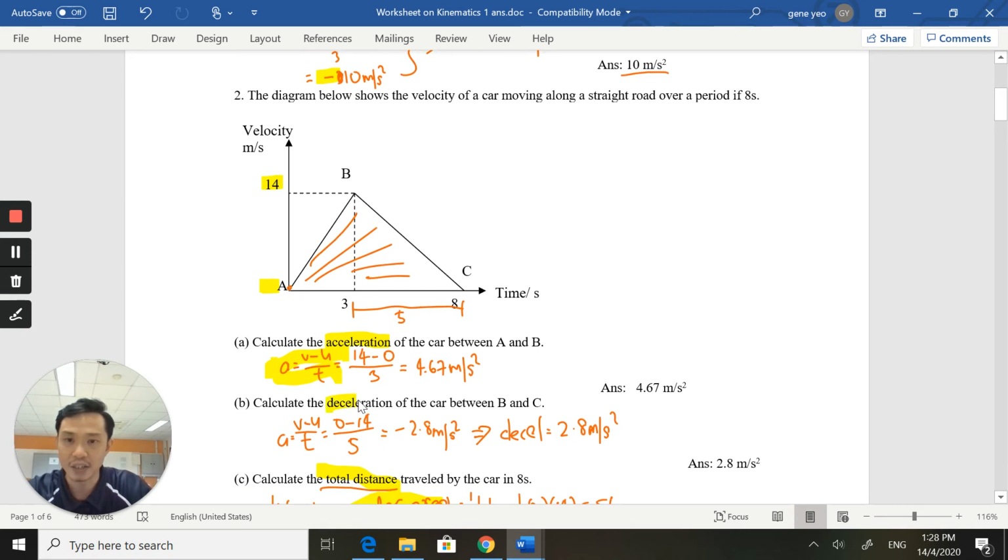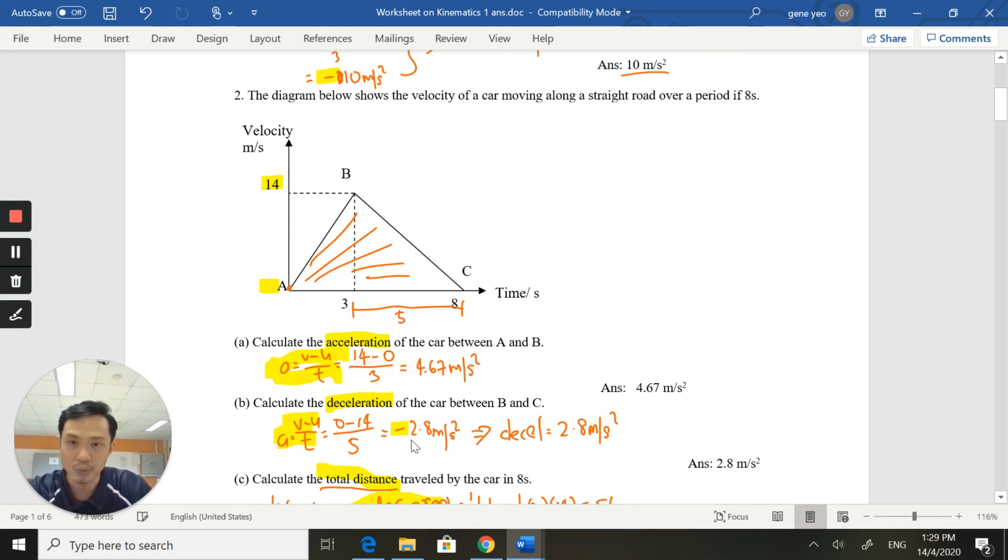Calculate the deceleration for part B. So I'm looking here. This is where it decelerates between B and C. Same thing, I'm going to use a equals v minus u over t. The final speed is 0 now. Initially, it was at 14, goes to 0, and the time that it took is not 8. It is this interval, which is 5 seconds. 8 minus 3, which is 5.